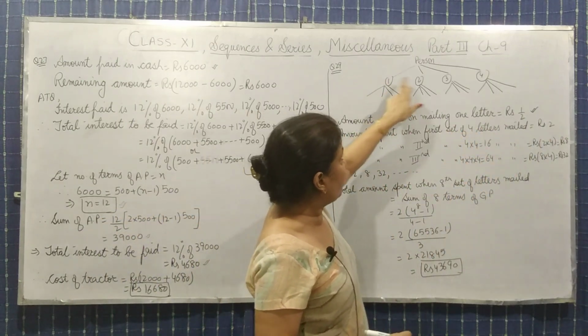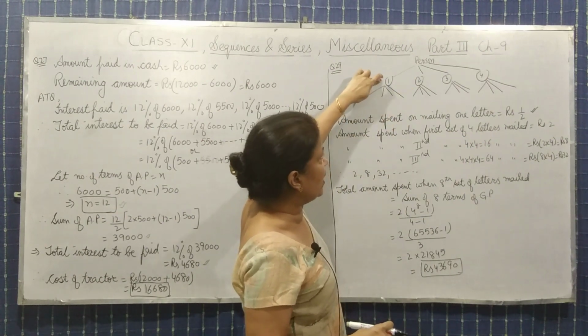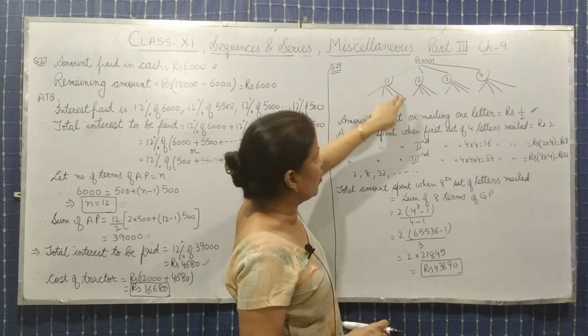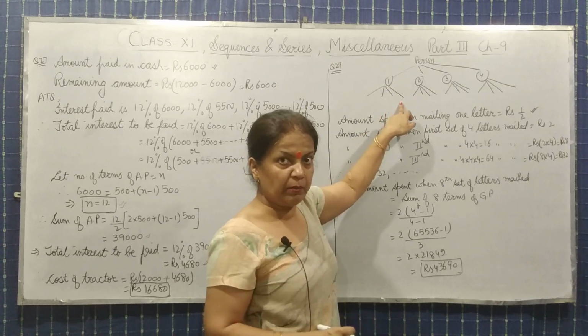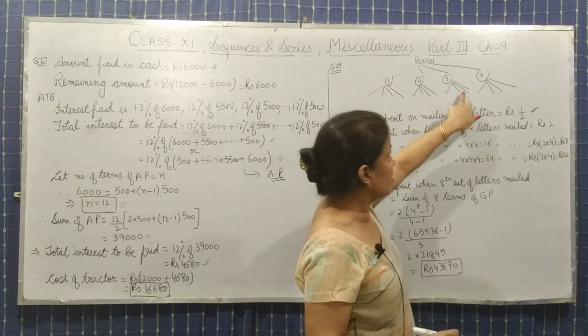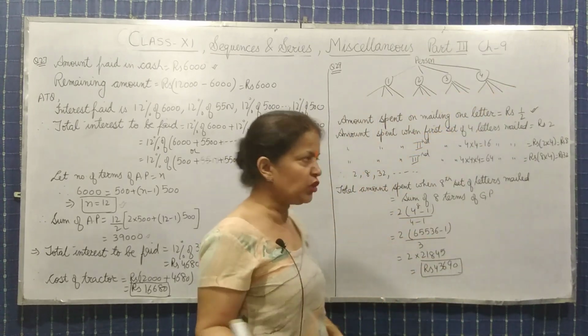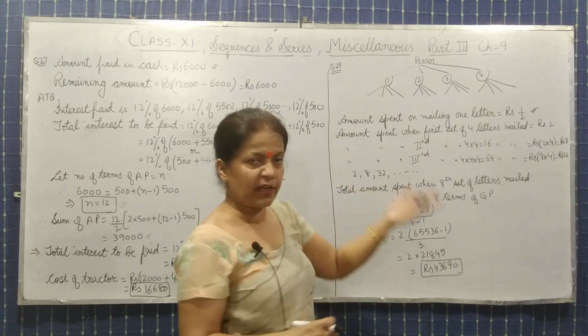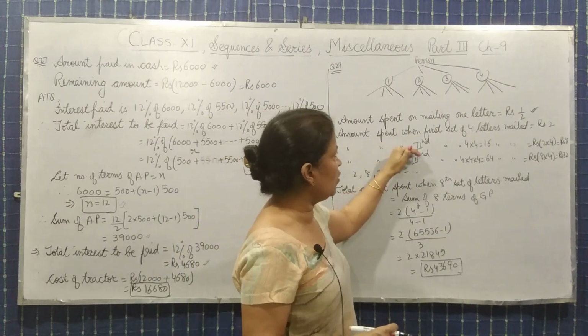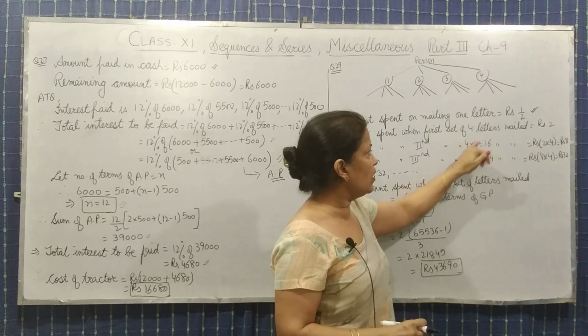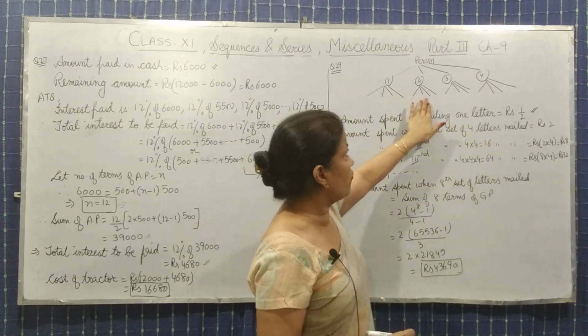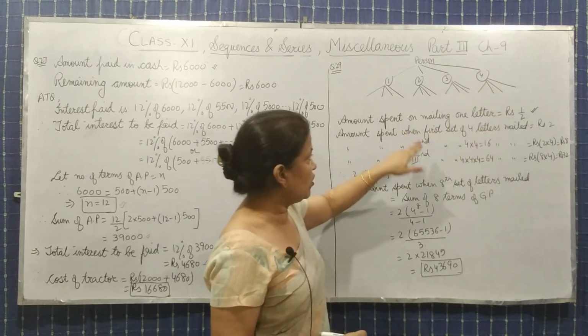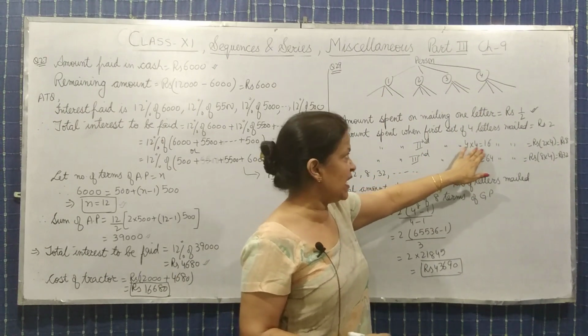Now each friend further mails 4 letters: 4 letters, 4 letters and 4 letters. So what should be the total letters in the second set? 4, 4, 4 and 4. So it will be 4 into 4, 16 letters.